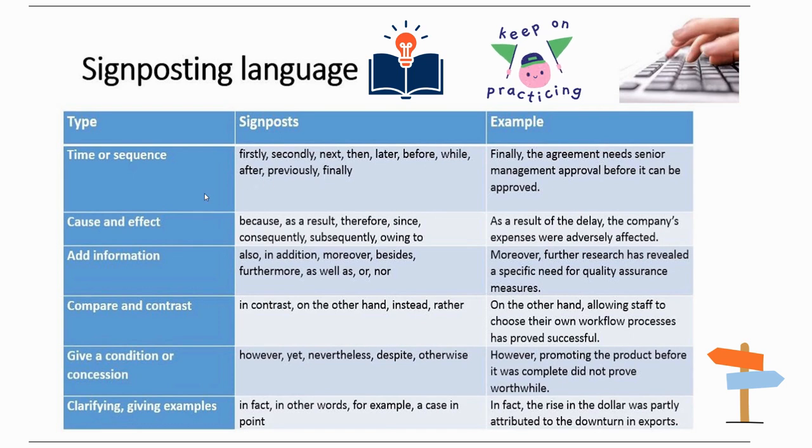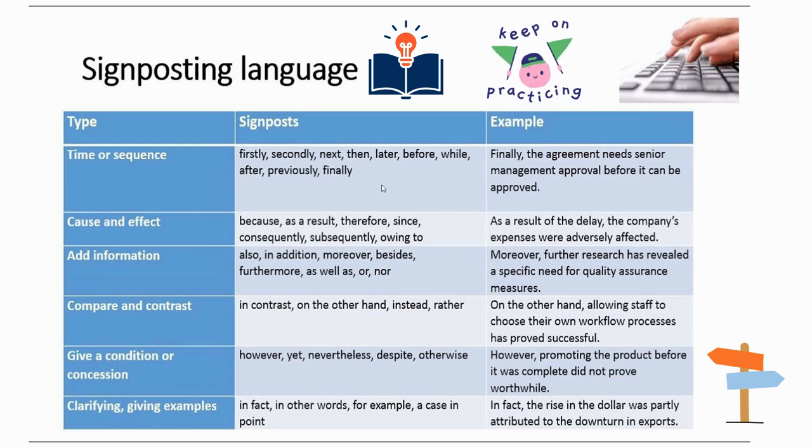So, with that said, let's move to the types of signposting language. We have different types here, which are really very simple. If you just go through them once, you will be able to remember. First is time and sequence: firstly, secondly, then, later, before, while, after, previously, finally.